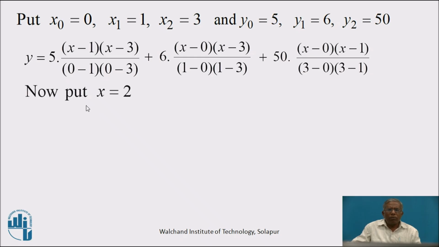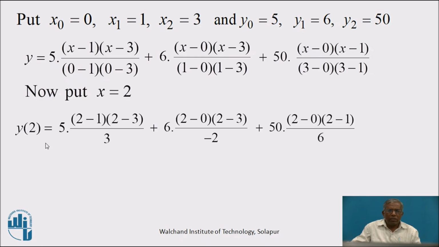Now we have to find the value of y at x equal to 2. Therefore, we have to put x equal to 2 in the above equation. We get y at x equal to 2 is equal to 5 as it is, and in numerator x is 2, therefore (2 minus 1) into (2 minus 3), and the simplification of denominator: 0 minus 1 is minus 1 and 0 minus 3 is minus 3.